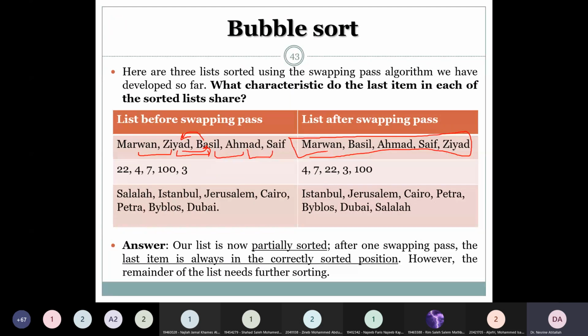Okay, so as you can see here, after the swapping pass, do we have a good ordered list or not? What do you think?